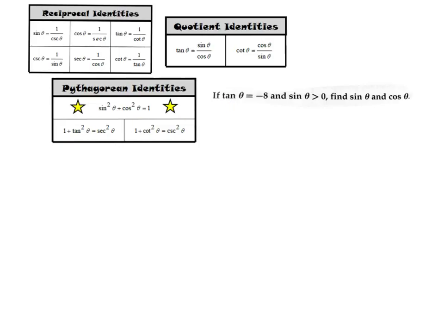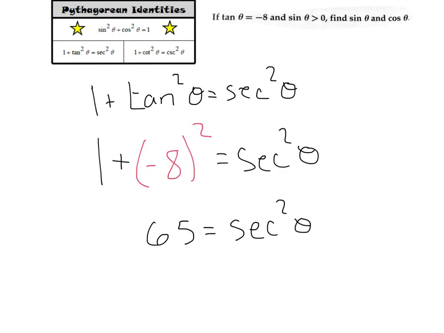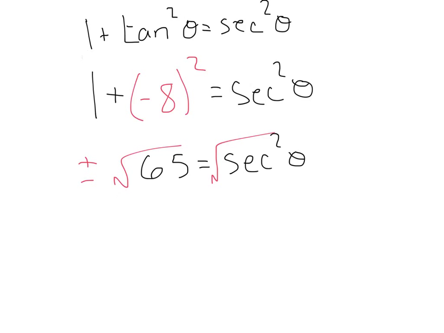Here I see 1 plus tangent squared theta equals secant squared theta. Going from there, we know that tangent theta equals -8, so let's plug that in for our tangent theta here. That'll give us 1 plus -8 squared equals secant squared theta. Solving from there, we get secant squared theta equals 65. We want to take the square root of both sides. Don't forget to do your plus or minus whenever you square root. That's going to leave us with secant theta equals plus or minus the square root of 65.